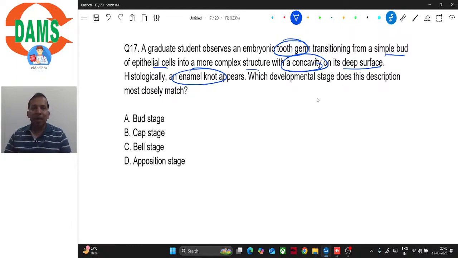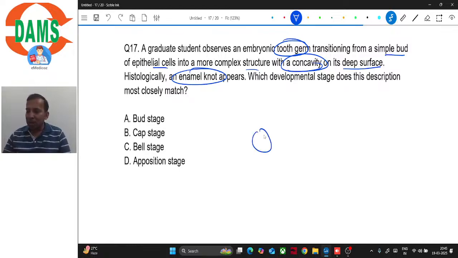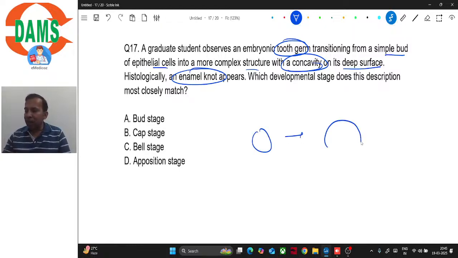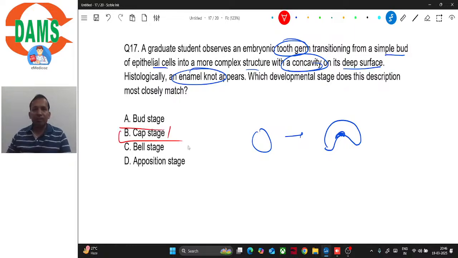Bud, cap, bell and apposition stage. So after the bud, the stage comes which has a slight concavity plus the enamel knot as well. So which stage is this question talking about? It is talking about the cap stage, isn't it? Cap stage. Apposition would be seen in late bell, isn't it? Yes. Option B is the correct answer.